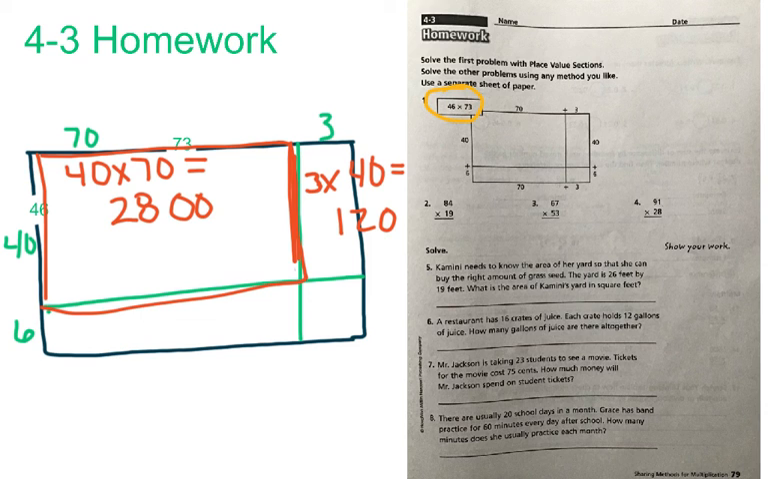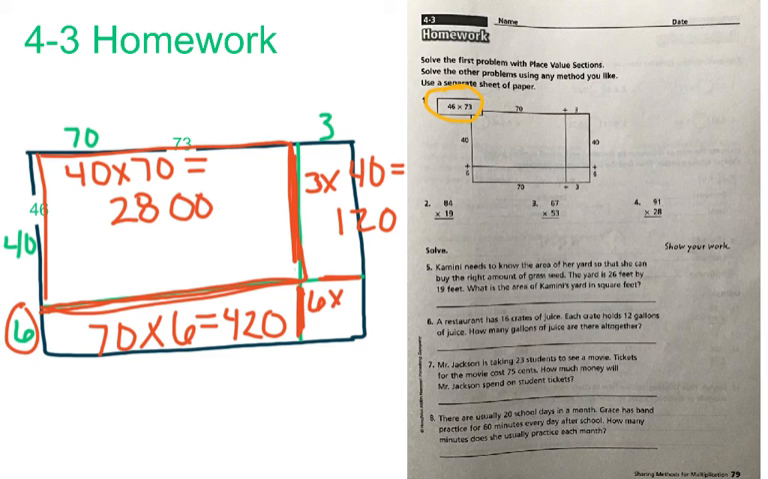Now I'm going to come down to this bottom section. I know that one edge here is 70, and I'm multiplying that by this side here, which is 6. Put down my 0. 7 times 6 is equal to 42. So my answer for that one is 420. And in this one, this bottom box here, we have 6 because we have this side, which is 6. And then we have this side, which is 3. So 6 times 3 is equal to 18.